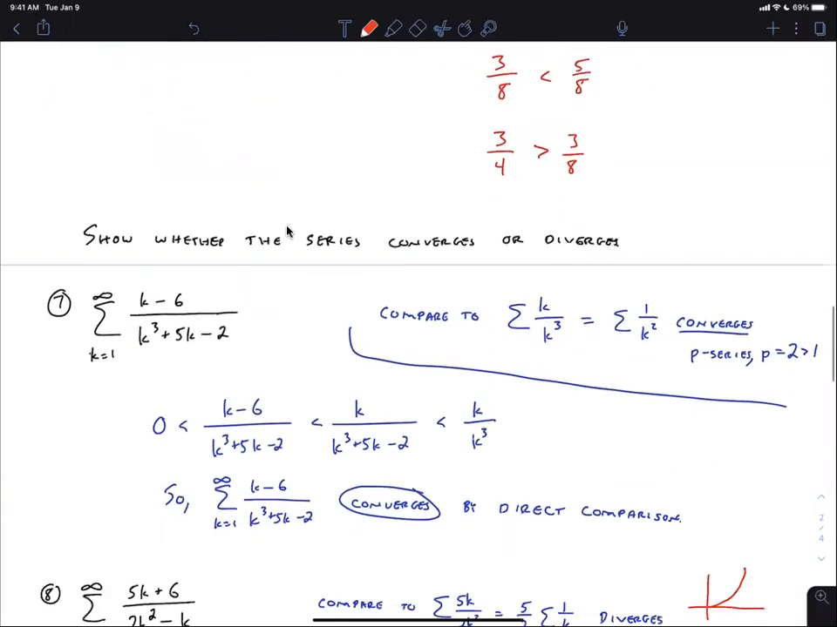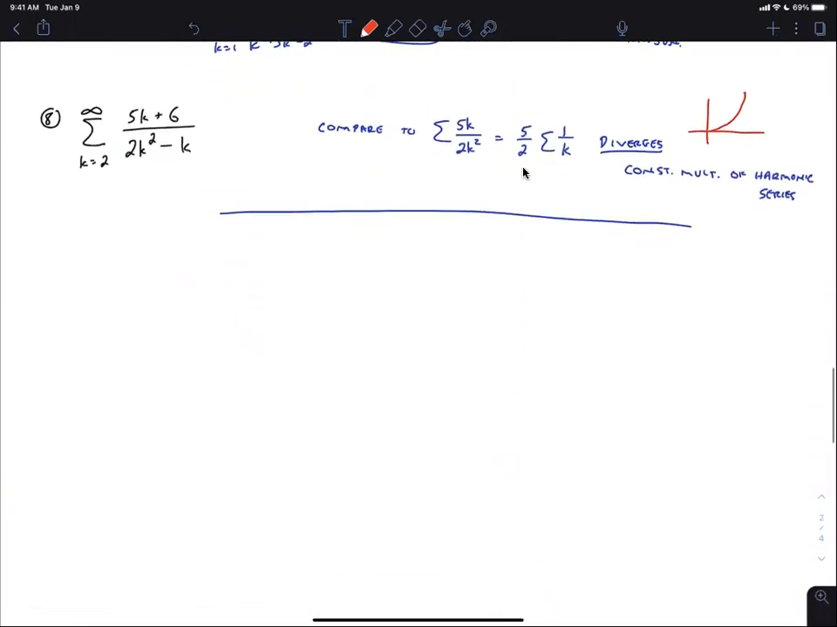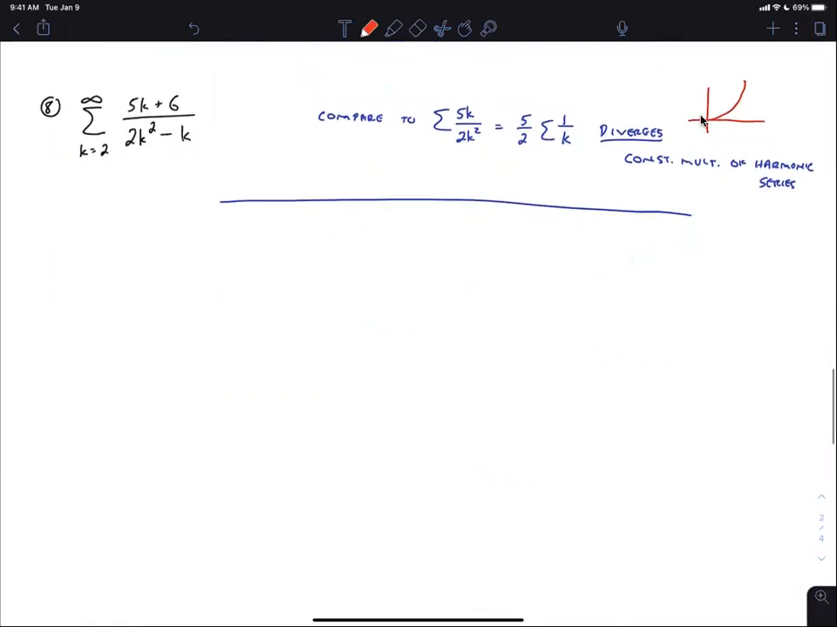Okay, so to use the direct comparison test, what do we want? Do we want the original to be bigger than this, or smaller than this? To use direct comparison, we want it to be bigger. Is it bigger? Comparing the numerators, the numerator here is bigger, a bigger fraction, and comparing the denominators, the denominator here is smaller, also a bigger fraction. Does that make sense to everybody?